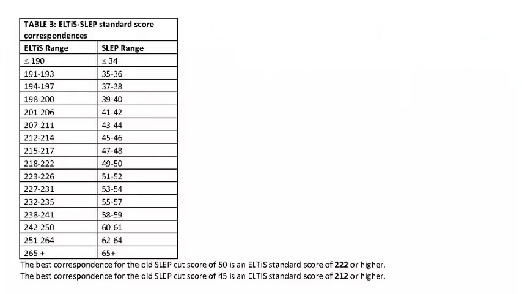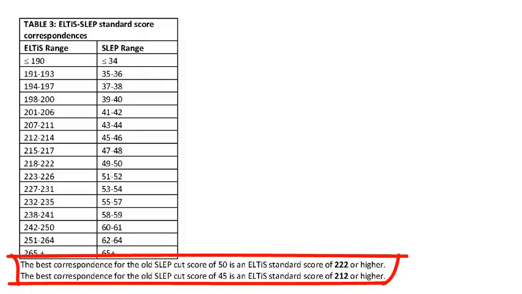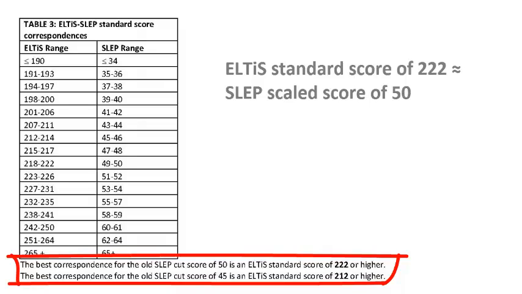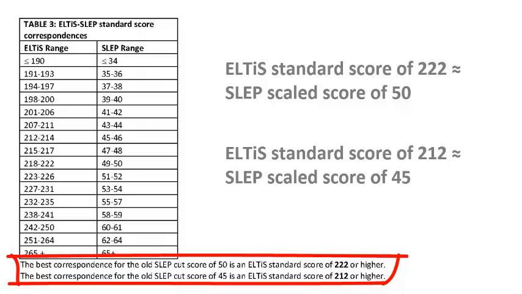Looking at Table 3, we see that narrow ranges of ELTIS standard scores correspond to narrow ranges of SLEP scaled scores. The footnote below Table 3 gives the best ELTIS standard score correspondences for key SLEP decision points. It shows that an ELTIS standard score of 222 or higher corresponds to a SLEP cut of 50, and an ELTIS standard score of 212 or higher corresponds to a SLEP cut of 45.